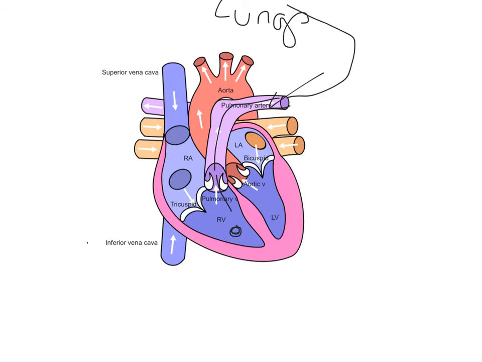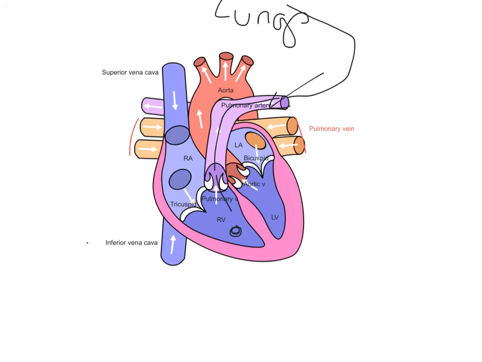The pulmonary vein, which is these four here. Okay, so we have the pulmonary veins, which are the four coming over at the back of the heart. Their job is to carry oxygenated blood from the lungs to the left atrium. So blood from the lungs has come into the left atrium via the pulmonary vein.